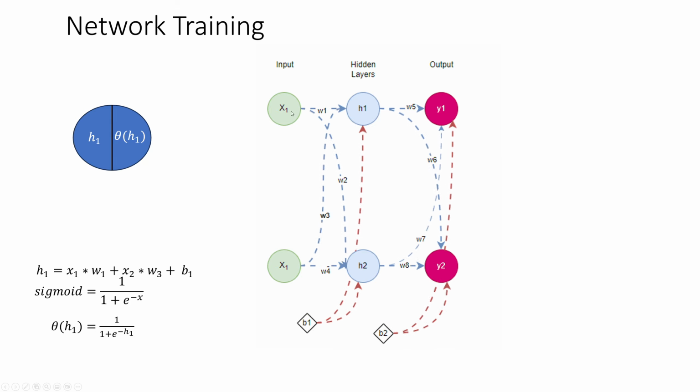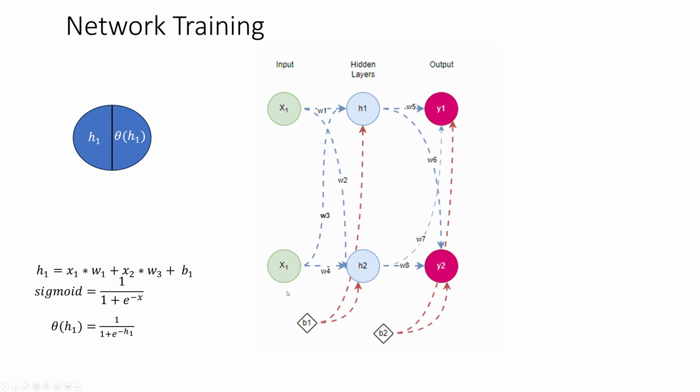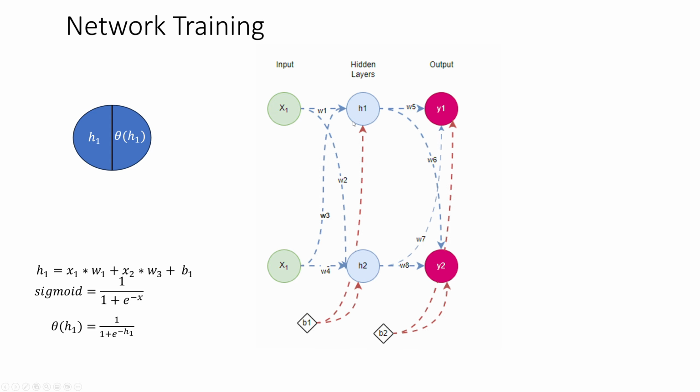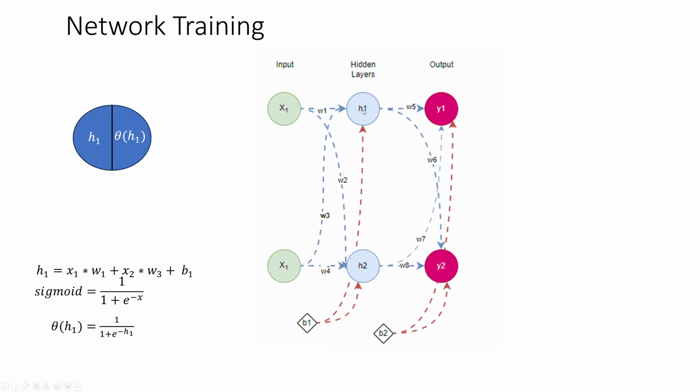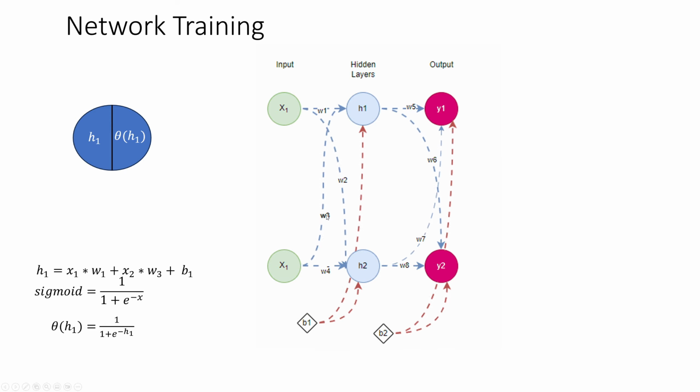So assume that we have this simple network. I have two inputs, x1, x2, and one hidden layer with two neurons and two outputs. If you see here h1, if I would like to have the output of h1, it has dependencies on x1 with weight 1 and x2 with weight 3.